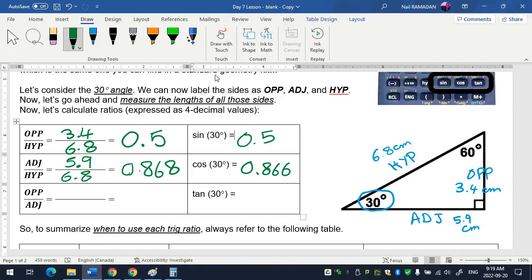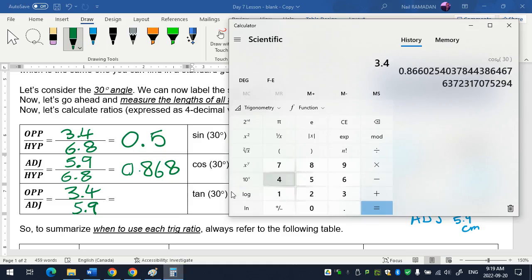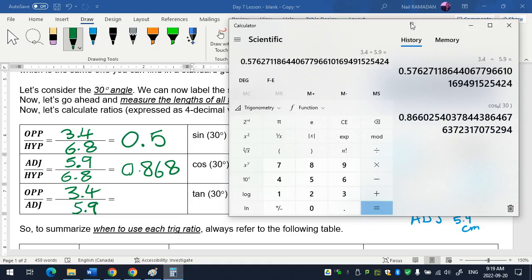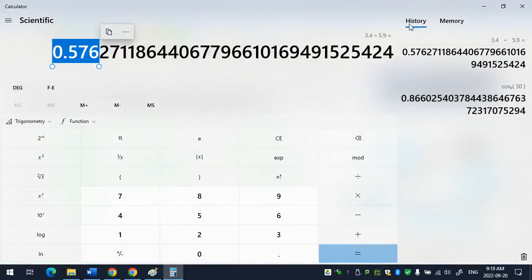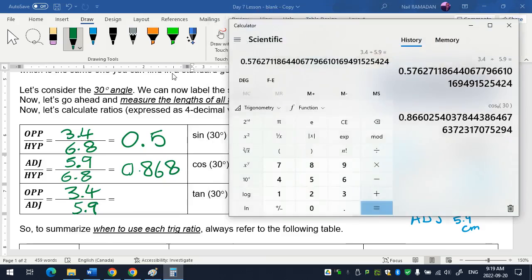Last one. Opposite over adjacent, which is 3.4 divided by 5.9. All right, I'm not sure what that is. 3.4 divided by 5.9. What would this be? 576 or 577? 576. The 2 does not affect it. So 576.